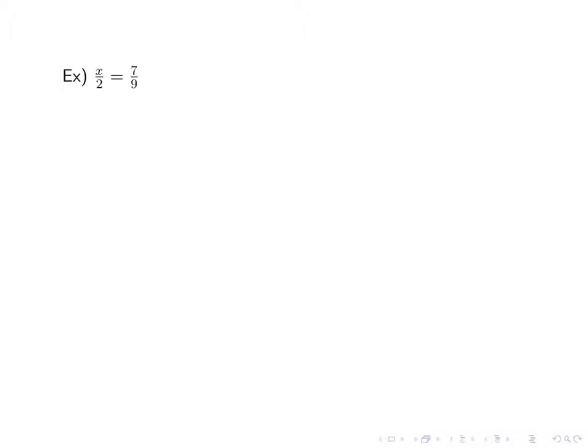So here's another example. X over 2 equals 7/9. Our unknown is in the numerator, so we simply multiply both sides of our equation by the denominator, 2. And we get x equals 14/9. Another example, 8/x equals 12/5. For this one, I'm going to flip them both to get x over 8 equals 5/12. Then I'm going to multiply both sides by 8 and simplify.